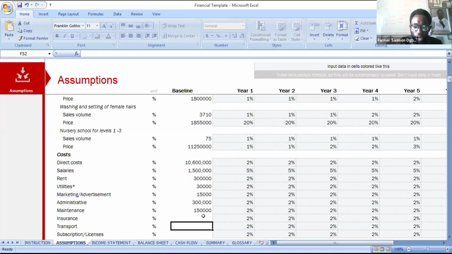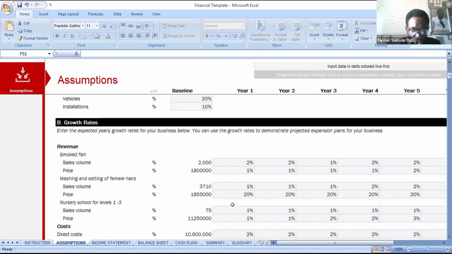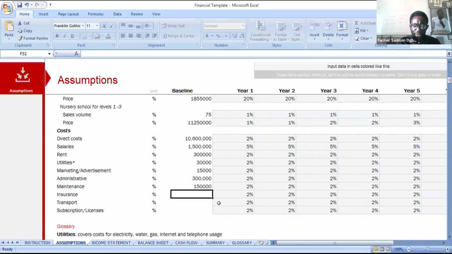150,000. Insurance. I know most of us don't do insurance. Fishmen should insure. I don't know if hairdressers do insurance. I don't know if schools do insurance. So let's assume insurance is usually about 2%, 3%, usually not much. So 2% of 2 million, 10% will be 100. So that's about, is it 20,000, if I'm not wrong? Then transport. How much is your business spending on transport? Let's say 400, it may be more than that.